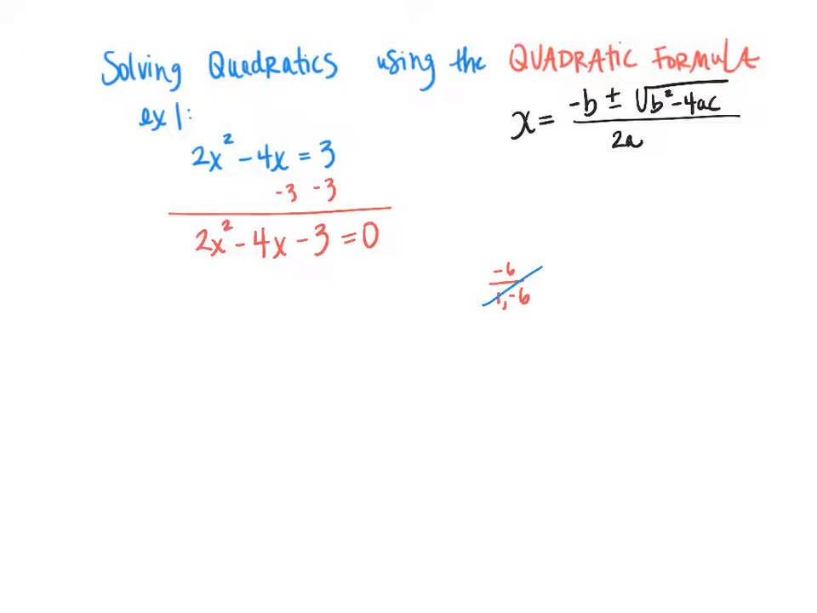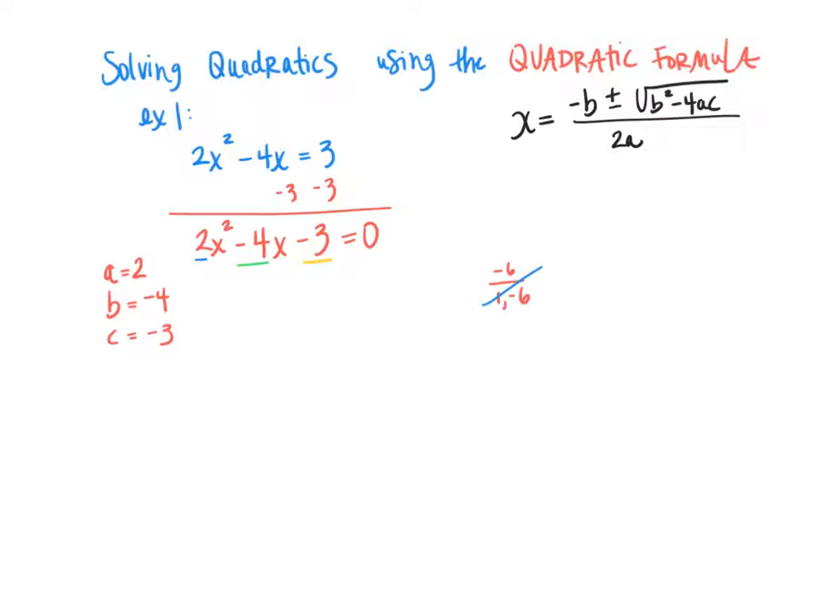And so a is just your number in front of the quadratic term. So in this case it's 2. b is your number in front of your linear term. And in this case it's negative 4. And c is just your constant. And in this case it's negative 3. Notice you always want to include the sign with your a, b, and c.